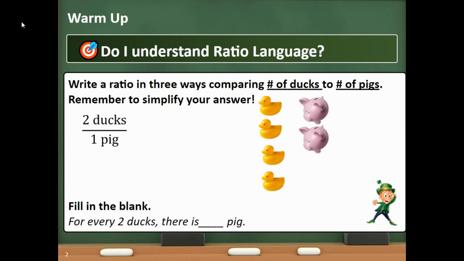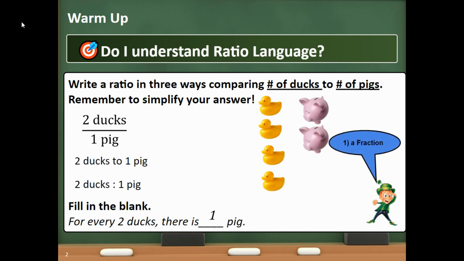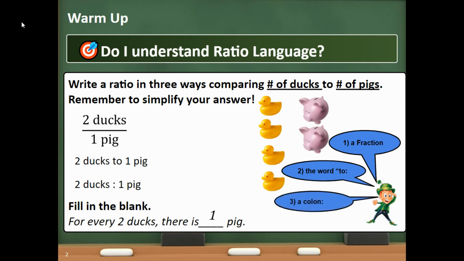This is written as a fraction. That's one way. 2 ducks to 1 pig. That's written with the word "to." That's a second way. And 2 ducks, 1 pig with a colon. That's a third way of writing it. We fill in the blank. For every 2 ducks, there is 1 pig. So the 3 ways again of writing our ratio are with a fraction, the word "to," and a colon.